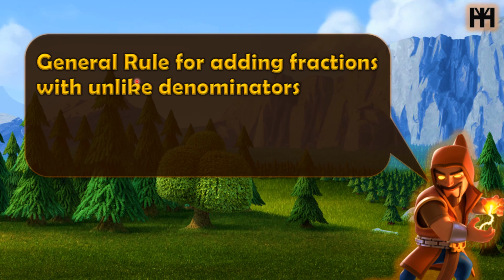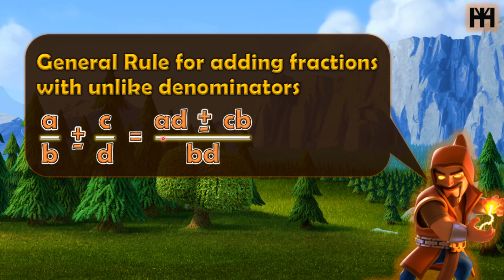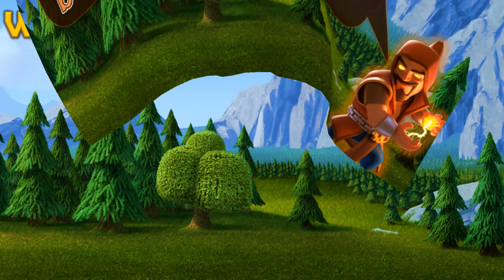Okay, now this is the general rule for adding fractions with unlike denominators. Here we have a over b, and here we have c over d. Last time it was c over b, but now it's c over d, so the denominators are different. When we add or subtract them, what should we do? We multiply a and d, and c and b, and add or subtract them, and the denominator will be b multiplied by d.